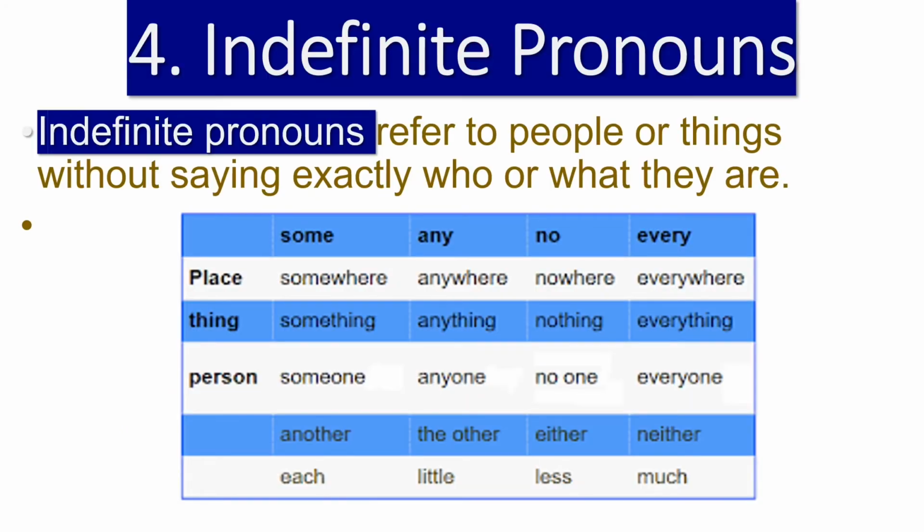The fourth type is the indefinite pronouns. Indefinite pronouns refer to people or things, but without saying exactly who or what they are. You can see them in the table: somewhere, anywhere, something, someone, etc. I am bored. I need to go somewhere. It's indefinite. It's not exact.